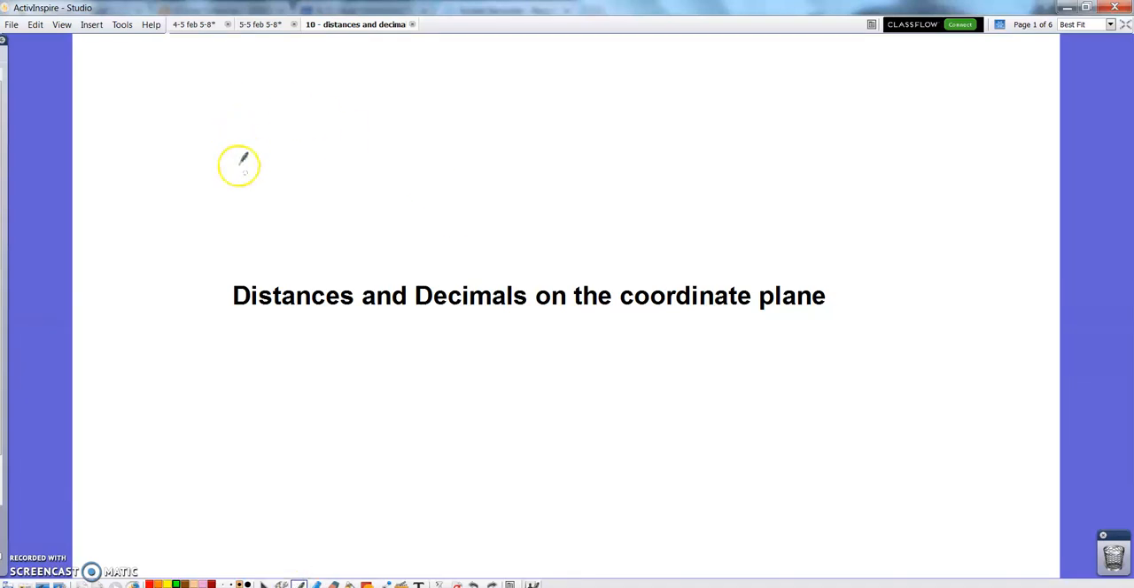Good evening, Advanced Math. Going to work today on distances and decimals on the coordinate plane. Two things I think you've probably already seen in some problems we've already done, and I want to take the time to make sure I explain exactly how they work. So it's kind of two different things. We're going to work on distances in the coordinate plane and decimals at the same time.